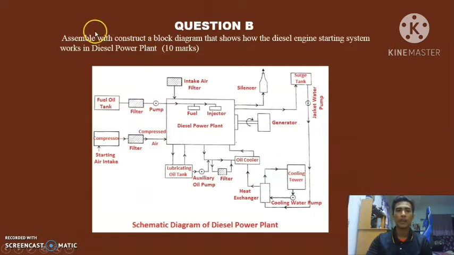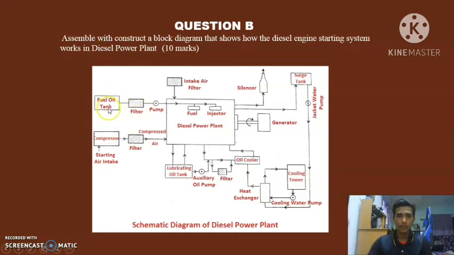Question B. Assemble and construct a block diagram that shows how the diesel engine starting system works in a diesel power plant. This is the schematic diagram of a diesel power plant. A diesel power plant consists of fuel, air, the engine, exhaust, and this power plant also has the addition of a cooling tower and oil cooler.